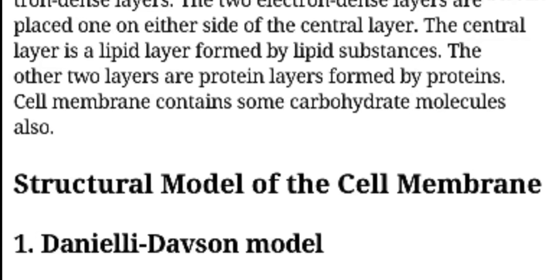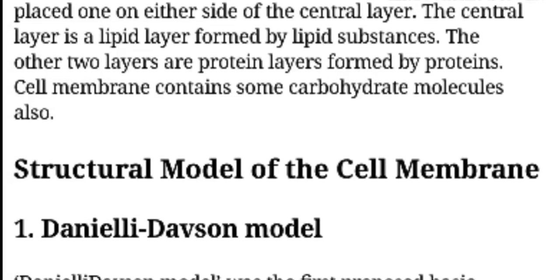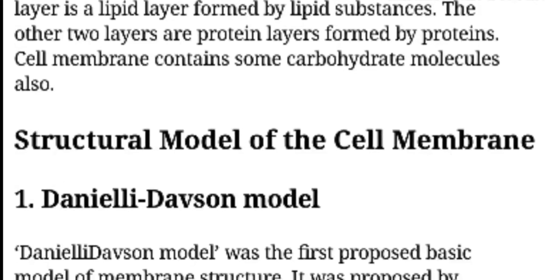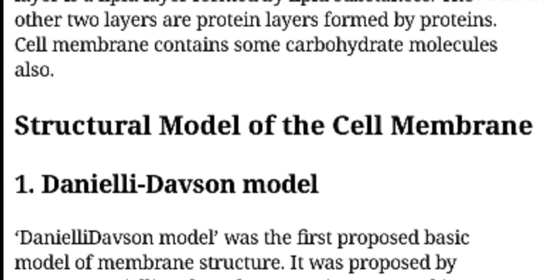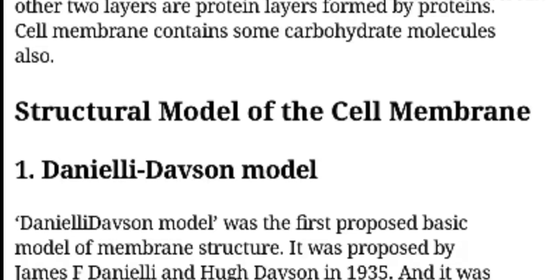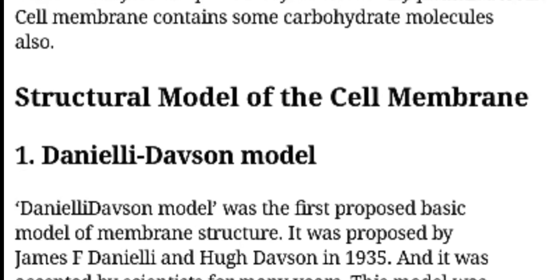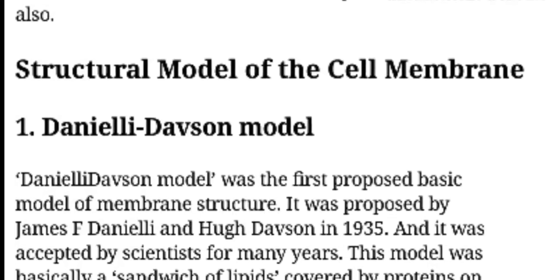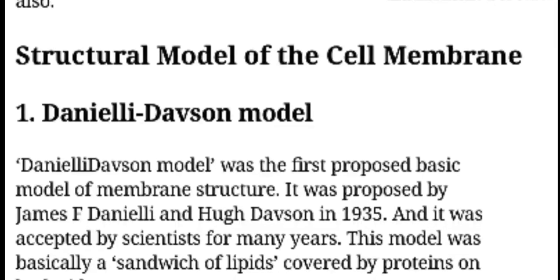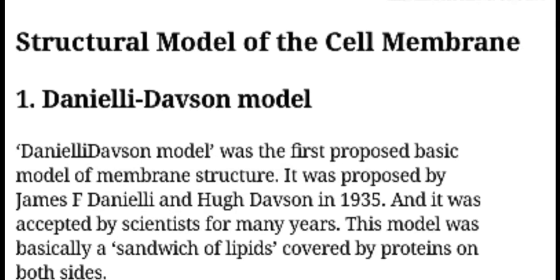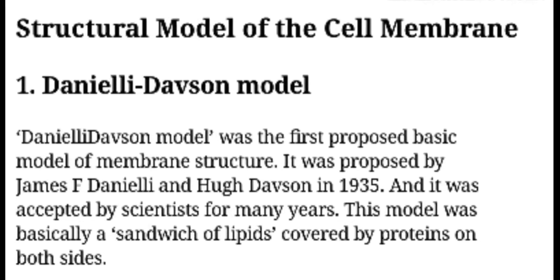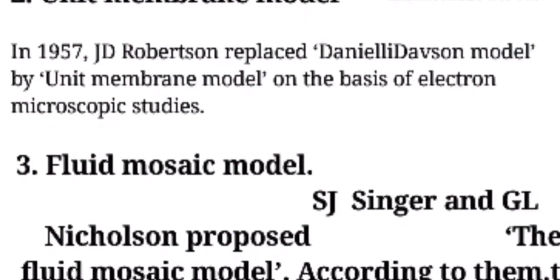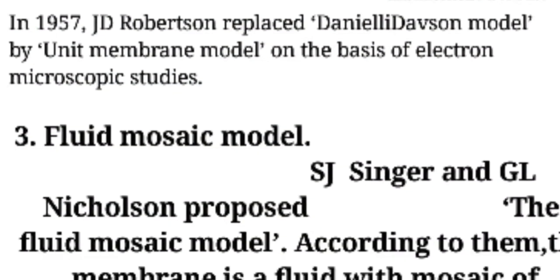Structural model of the cell membrane. 1. Danielli-Davson model. Danielli-Davson model was the first proposed basic model of membrane structure. It was proposed by James F. Danielli and Hugh Davson in 1935, and it was accepted by scientists for many years. This model was basically a sandwich of lipids covered by proteins on both sides. 2. Unit membrane model. In 1957, J.D. Robertson replaced Danielli-Davson model by unit membrane model on the basis of electron microscopic studies.